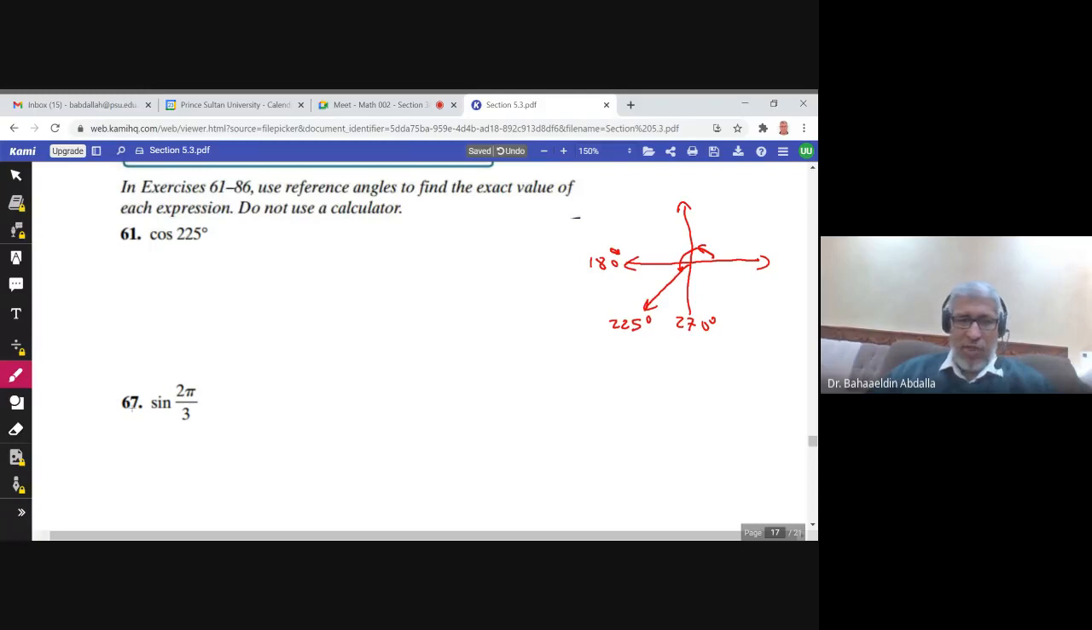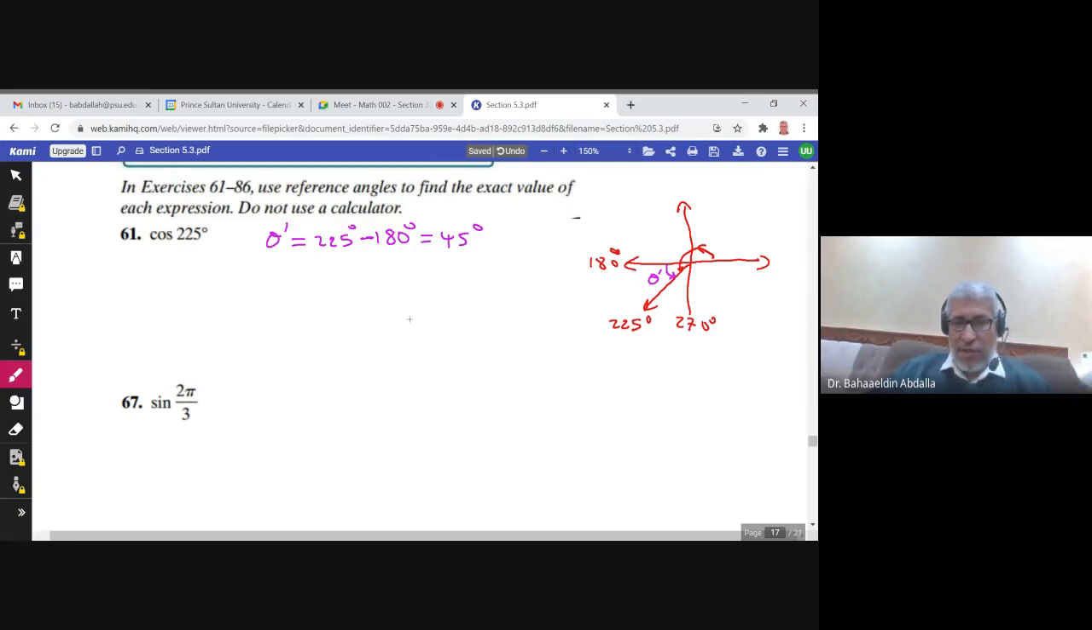Good. So now what is the reference angle of this angle? This is the reference angle, the angle between the terminal side and the x-axis. To find the reference angle, I subtract 225 minus 180, and the answer would be 45 degrees. So the reference angle of 225 degrees is 45 degrees.